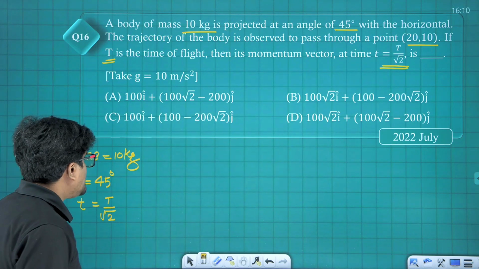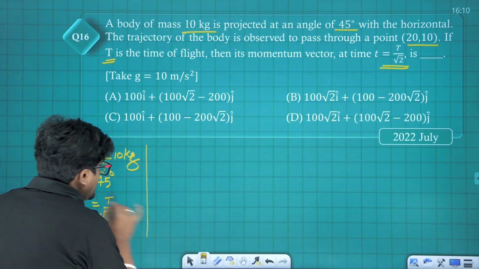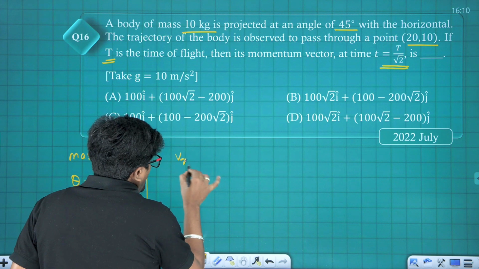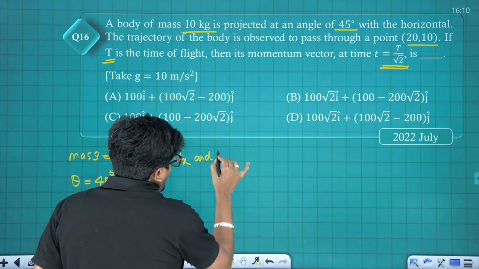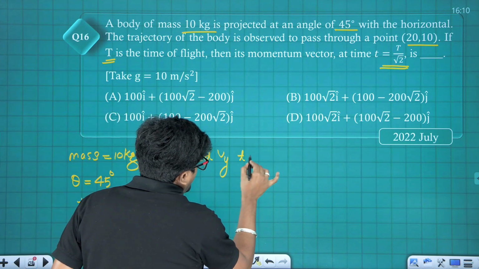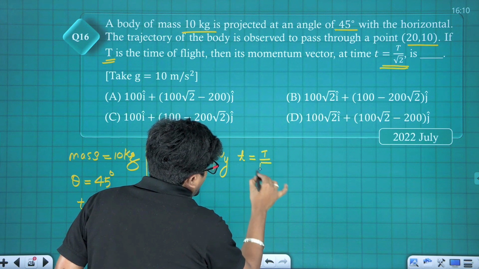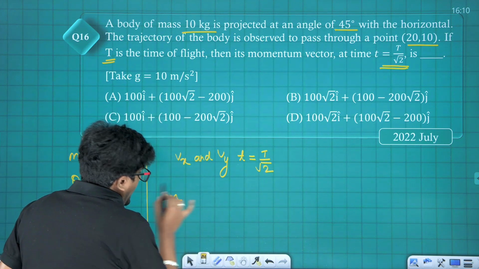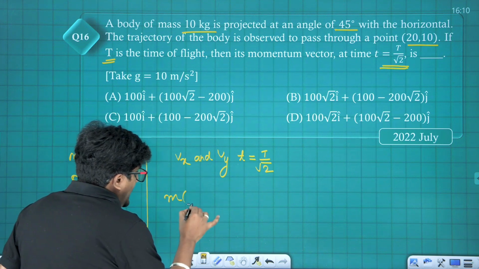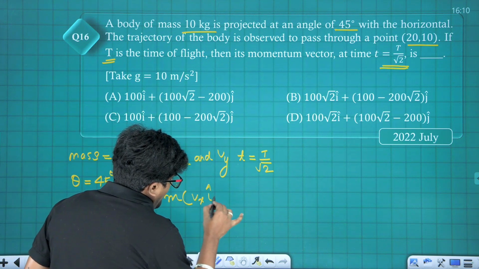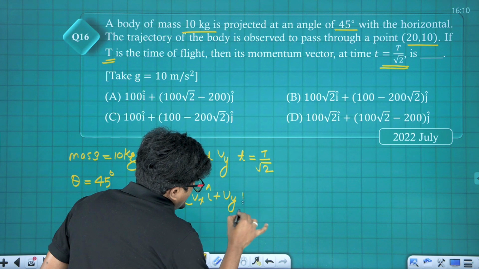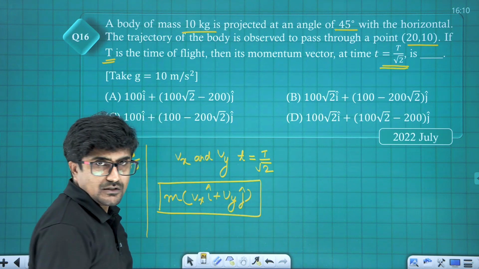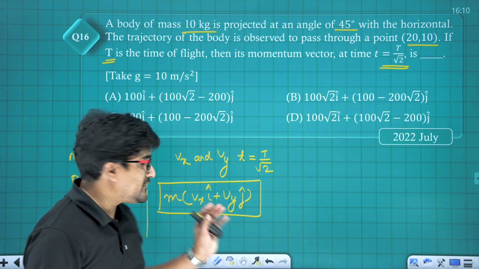Okay, so here the key concept is we must know the value of Vx and the value of Vy when time t equals capital T by root 2 first, and after that m into Vx i cap plus Vy j cap. This is going to be my final answer. So this is the key concept of this question.